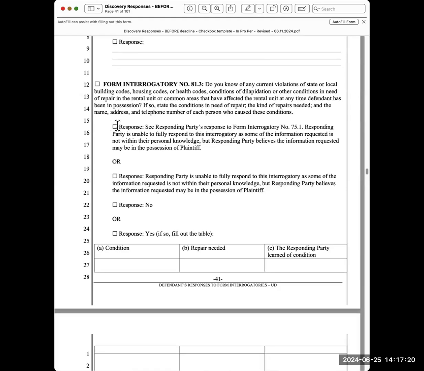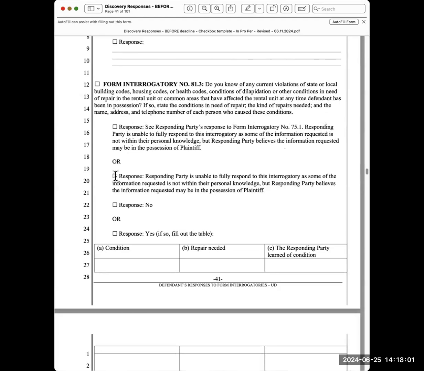If 75.1 was checked and you responded to it, you can check here and say refer to response to 75.1, noting also that there could be things, right? There could be repairs that you don't know about, or conditions needing repair that you might not be aware of in the property or rental unit, common areas, etc., that you don't know of, but the landlord does know. So this is basically saying I've answered in 75.1 what I know about. There may be things the landlord knows about that I don't know. That would be checking this answer.